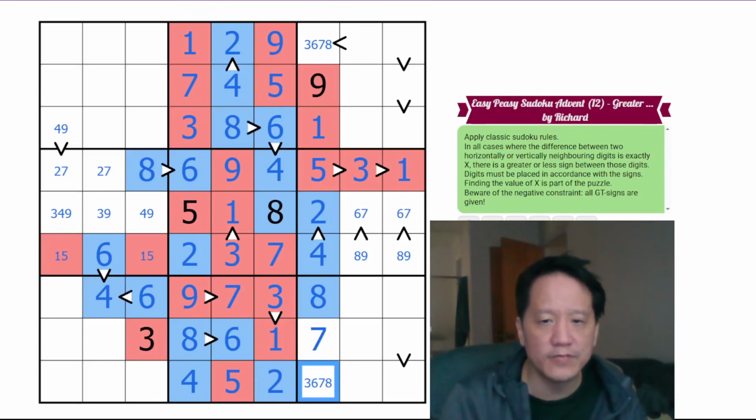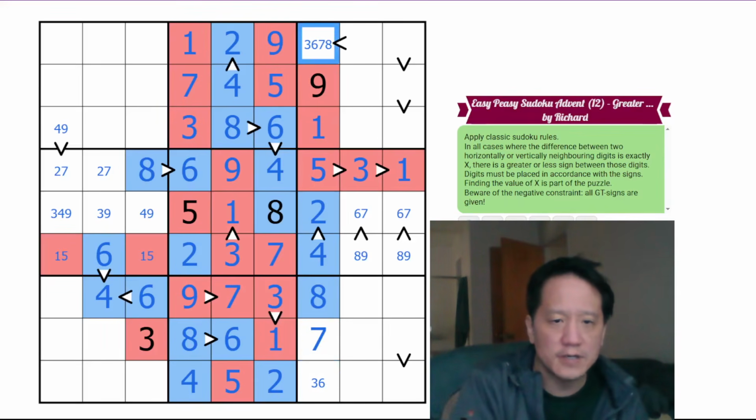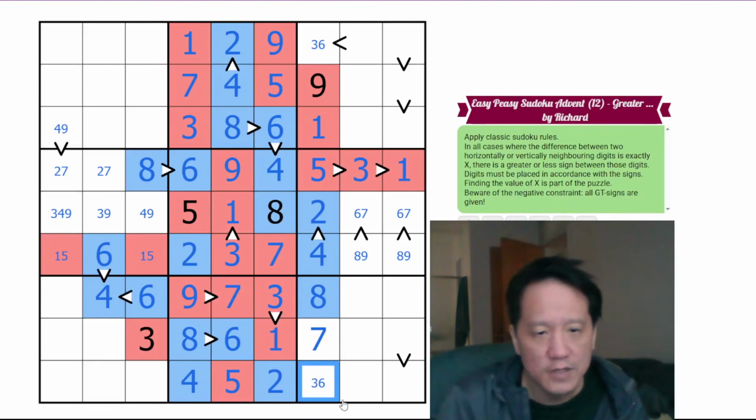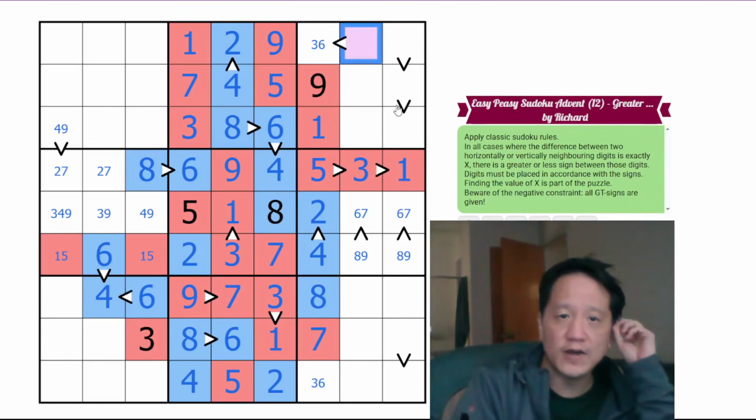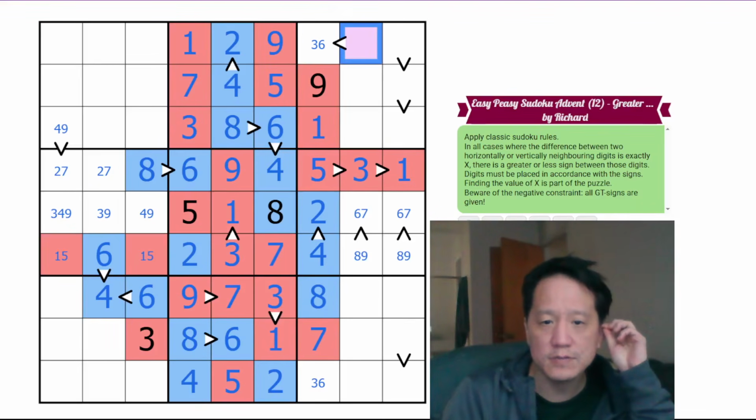This can't be 7 or 8. This can't be 7 or 8. It's 3 or 6 and 3 or 6. So this is odd. This has a difference of 2 away from this. So it's either 5 or 8.